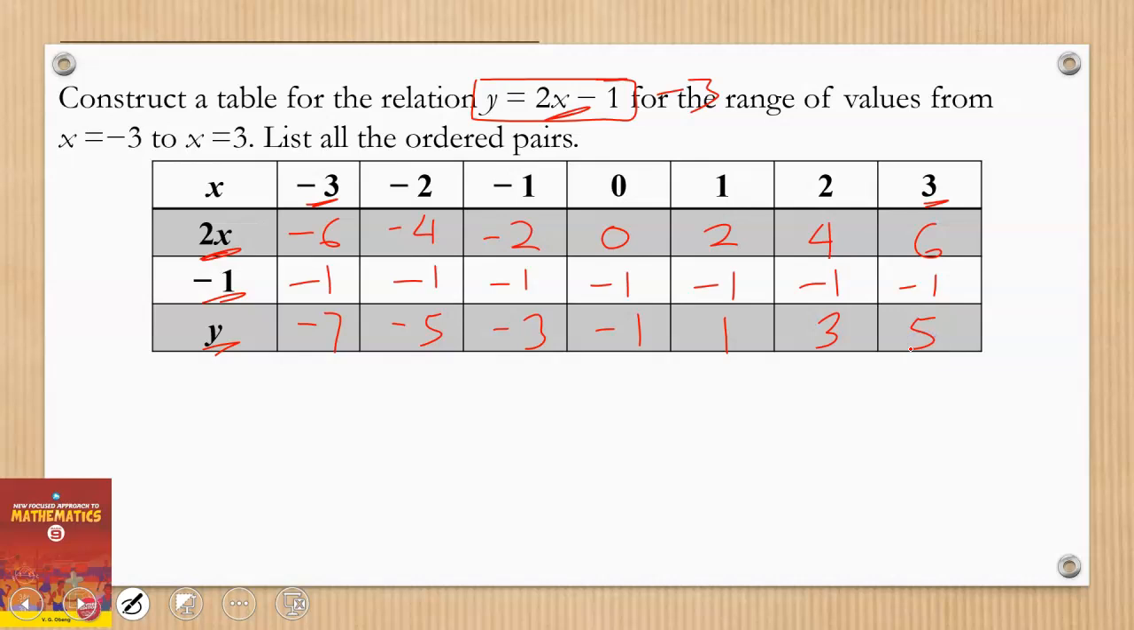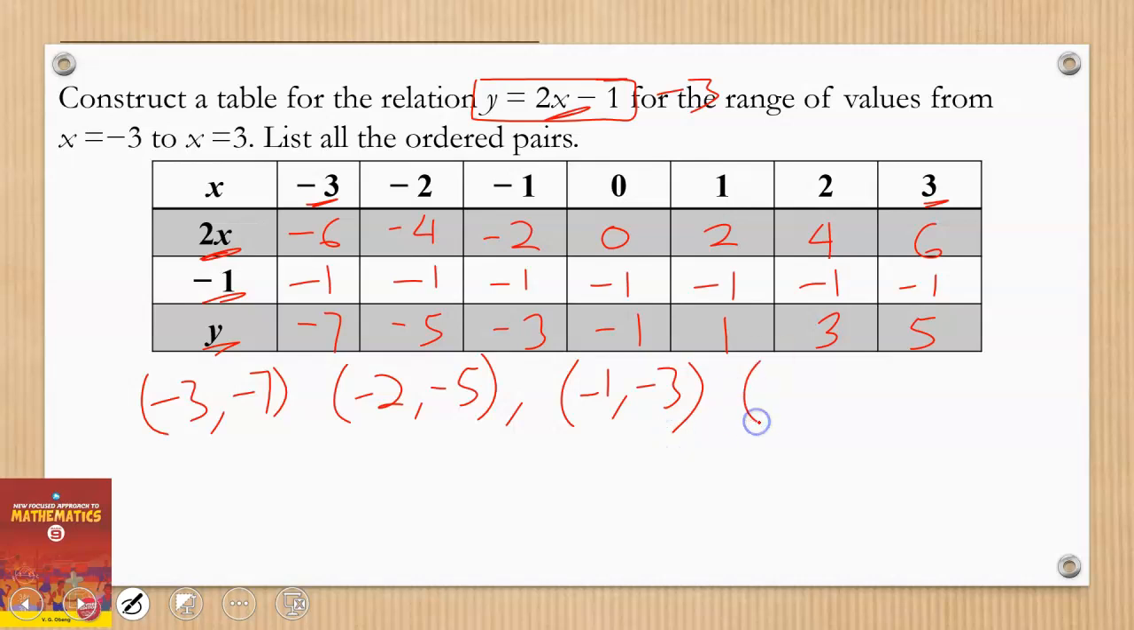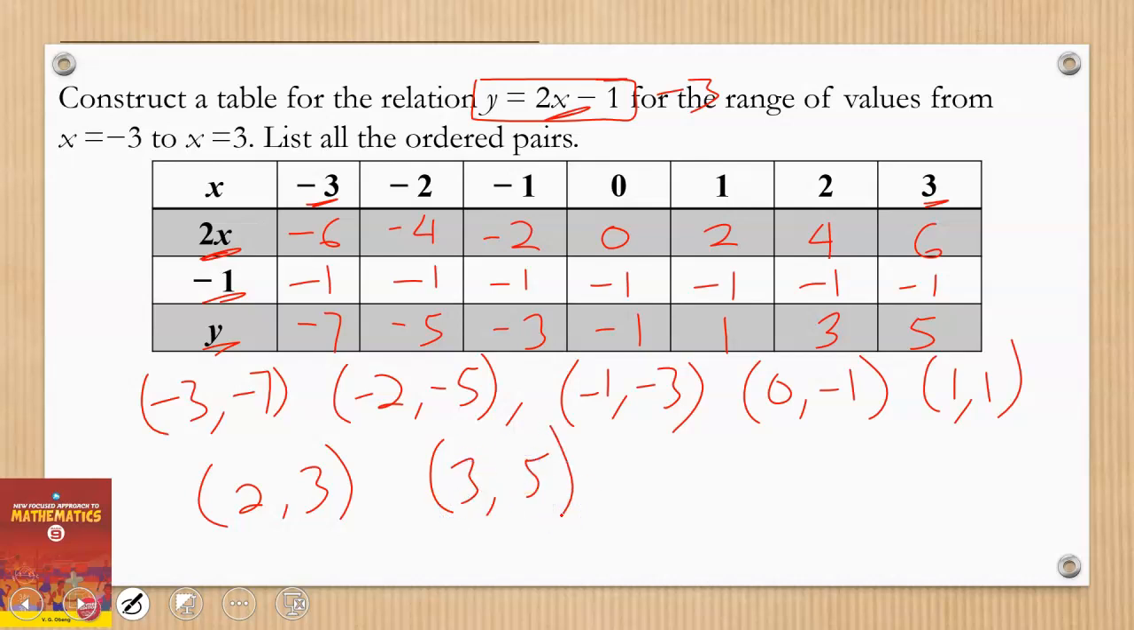And so the ordered pairs are going to be, if x is negative 3, y is negative 7. The next pair is negative 2, y is negative 5. The next pair, when x is negative 1, y is negative 3. And that continues, so we have 0, negative 1, we have 1, 1, we have 2, 3, and then we have 3, 5. So these are the ordered pairs. And this we can plot on the graph.